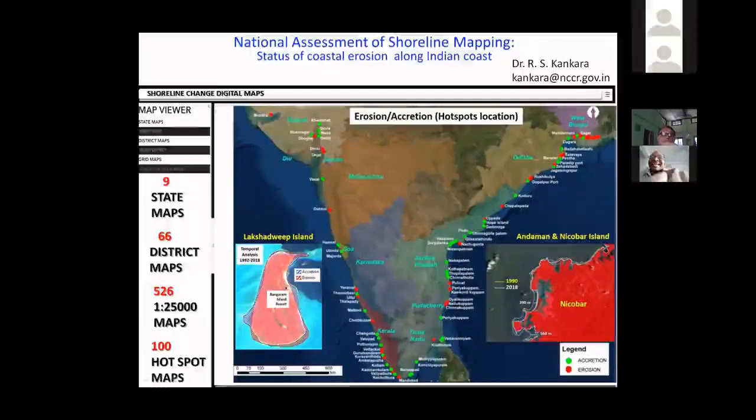This coastal change system we have developed very recently. Dr. R.S. Kankara, he is actually one of my colleagues. He is heading this entire division. And this entire division is working on all this area, wherever even storm surge happens, cyclone, erosion, how the orientation of the beach is changing over a cyclone. That also needs to be understood. So that also will be updated into the system. Next.